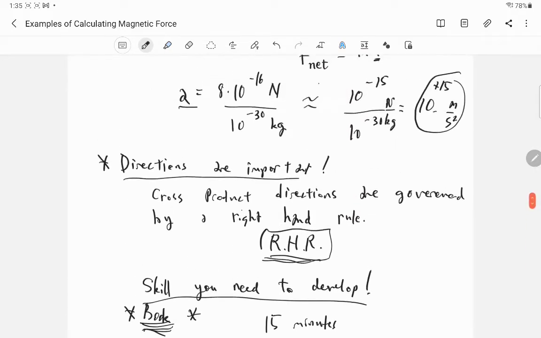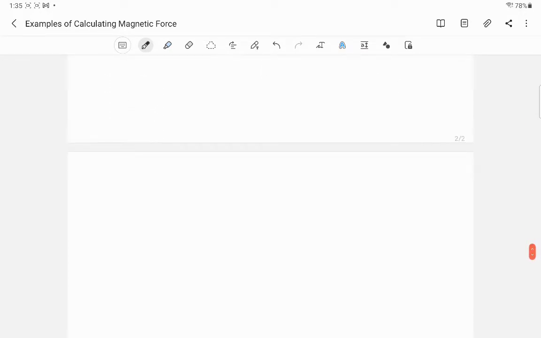Really quick though, I'm going to show you something that actually does depend on the right-hand rule, but it doesn't sort of feel like it does. So let me show you some stuff. So, cross products between unit vectors, right? So, for example, i hat cross j hat.